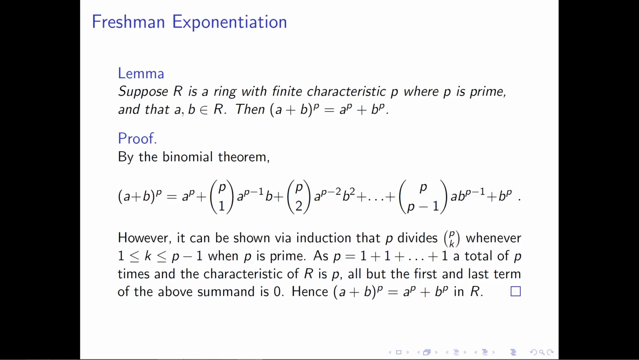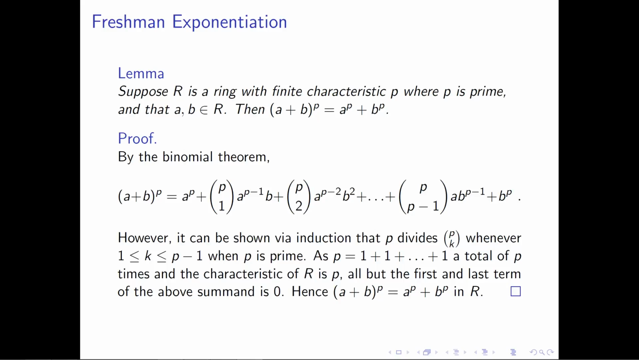And so if you take a look at that, the first term, a to the p, and the last term, b to the p, don't have any p choose anythings written down in this expression, but every other term that I have, p choose 1, p choose 2, has a p choose k in it, where k is some number between 1 and p minus 1.